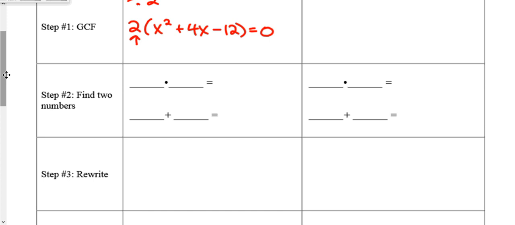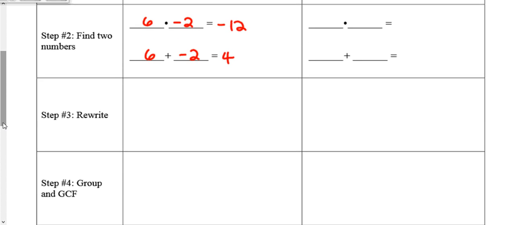So now, remember, we're finding 2 numbers. We're going to look for 2 numbers that multiply to a times c. Now that we took out our common factor, we actually have new a, b, and c values to work with. So a times c would be 1 times negative 12, which is negative 12. Our b value is 4. So we want 2 numbers that multiply to negative 12 and add to positive 4. Those numbers would be 6 and negative 2. They multiply to negative 12 and add to positive 4.